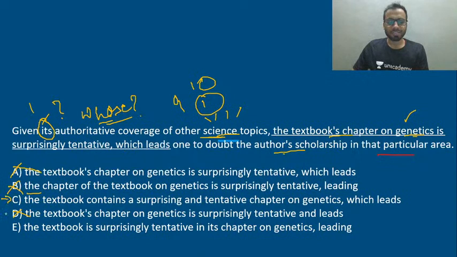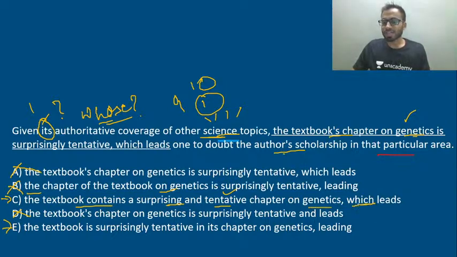Now we are left with options C and E. The textbook contains a surprising and tentative chapter on genetics, which leads one to doubt the author's scholarship in that particular area. Right, now what are they saying? They are saying that it's the fact that the chapter on genetics is tentative and surprising. Right, the fact or the action of the textbook containing a very surprising and tentative chapter on genetics, which leads, right?